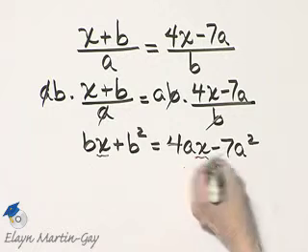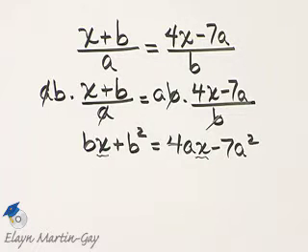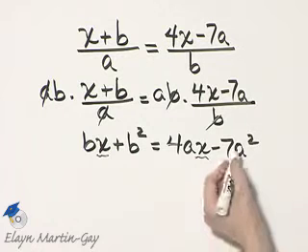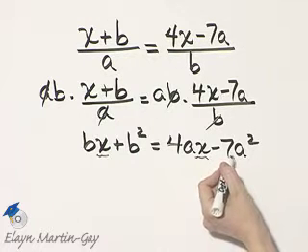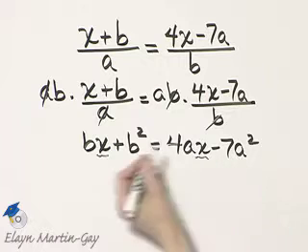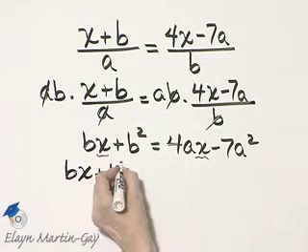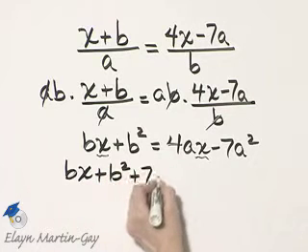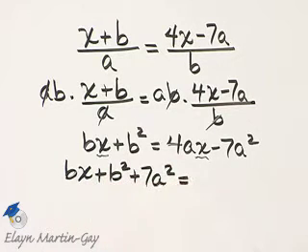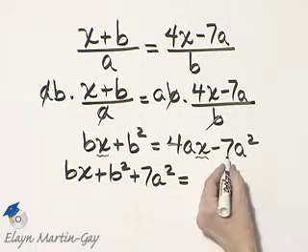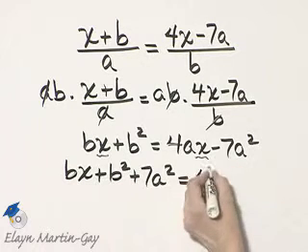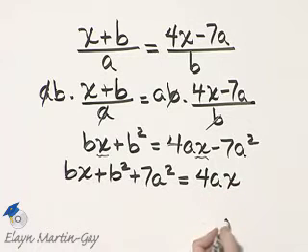Now let's worry about what terms contain the x. This term contains an x, this term contains an x. So every term that contains an x, move to one side of the equation. Every term that does not contain an x, move to the other side. I'll begin by adding 7a squared to both sides of the equation. If I add it to the left side, I'll have bx plus b squared plus 7a squared. And if I add 7a squared on the right side, those two terms subtract out, and I have 4ax.